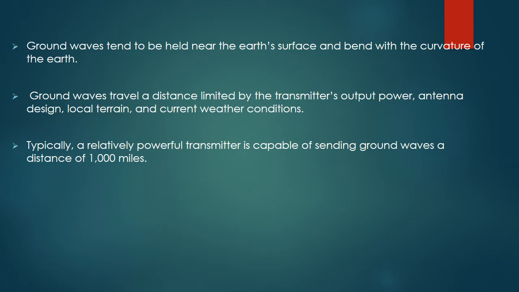So typically, a relatively powerful transmitter is capable of sending ground waves a distance of 1,000 miles. That is the maximum distance to be traveled by a ground wave propagation. Okay, so for a powerful transmitter po, ibig sabihin mataas ang output power ng iyong transmitter. But kahit gaano kataas yung transmitter's output power, the maximum distance to be traveled by the ground wave is only 1,000 miles.